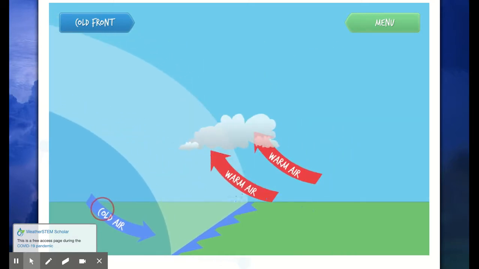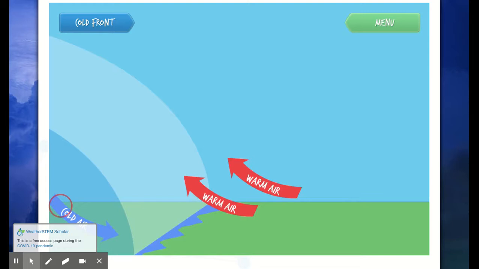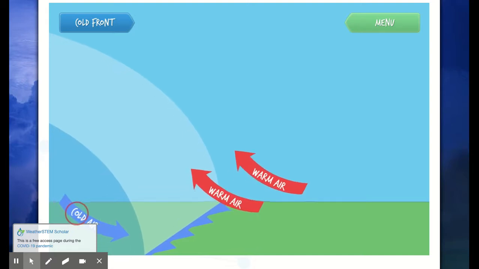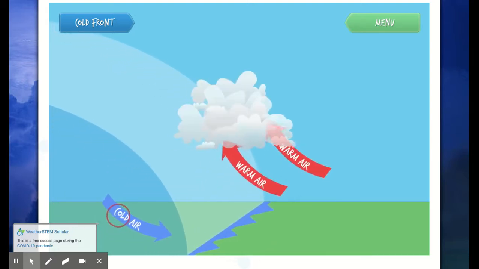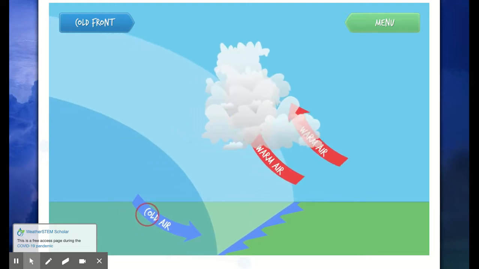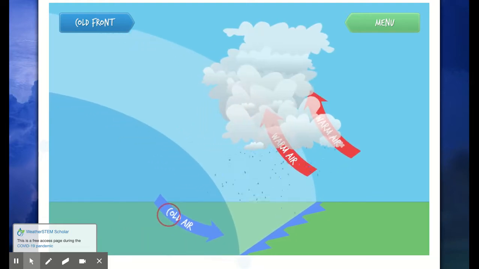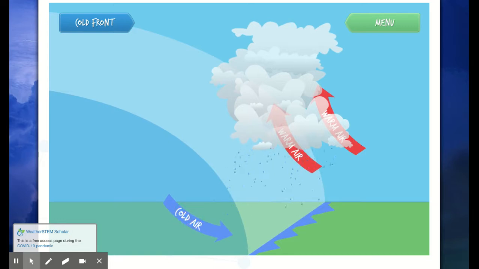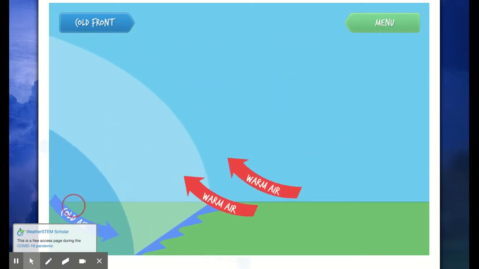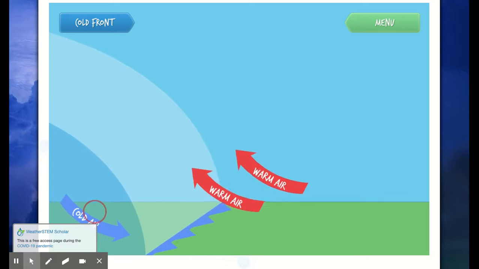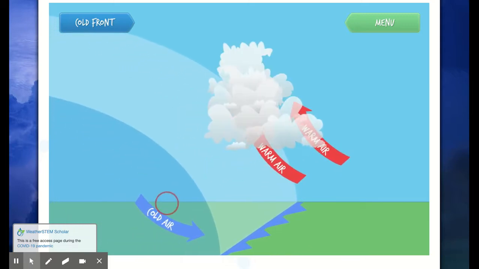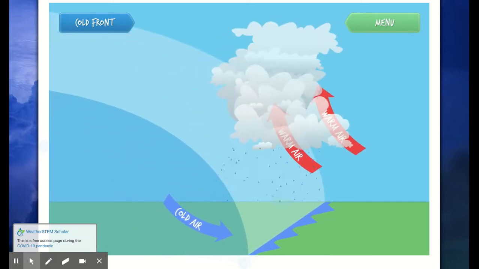So again, if I rewind this, the cold air is moving a lot faster. It's denser. Okay, cold air is denser than warm air. And as a result, it scoops underneath the warm air and forces it up. You can notice as that warm air rises, it's going to first form clouds, and when the clouds get too full or saturated, they're going to release precipitation. So just one more time, that cold air, denser, scoops and lifts up the warm air, forming clouds and precipitation.